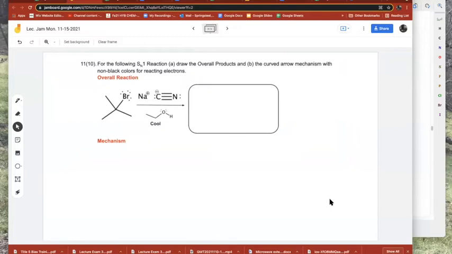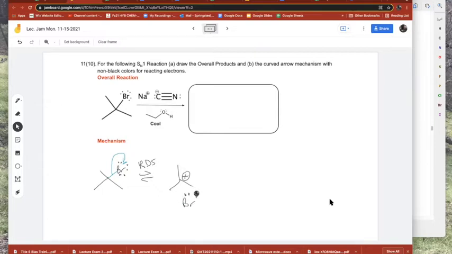Okay, so for this next one, it's an SN1 reaction. So how many molecules are involved in the rate determining step if it's SN1? Yep, just one. It's a unimolecular rate determining step. So here we go. What's the first step going to be? What's my first curved arrow going to be? Bromine leaves. Yep, that's the rate determining step. I'll make again a tertiary carbocation and a bromide.